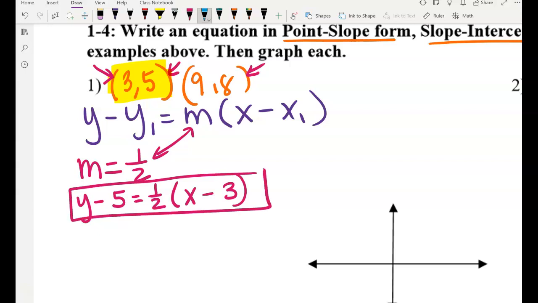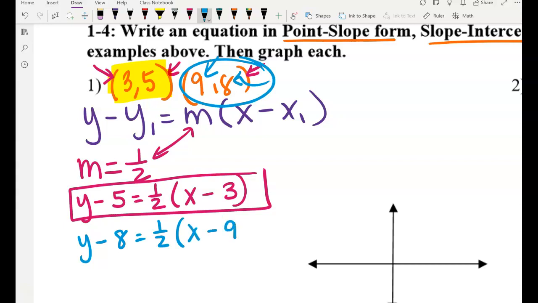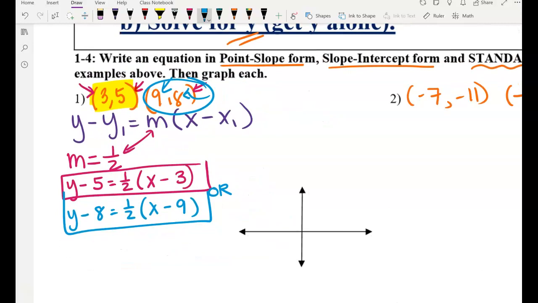Now, what if we use this as a point? That's okay too. So y minus, this is your y1, so 8, equals, the slope is still 1/2, times x minus your point's x coordinate, 9. So either one is acceptable. You get to pick your point. Now, those are the point slope forms.